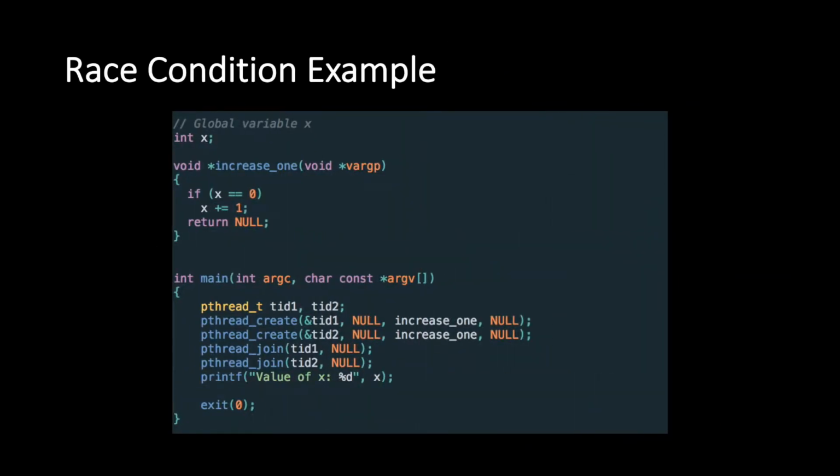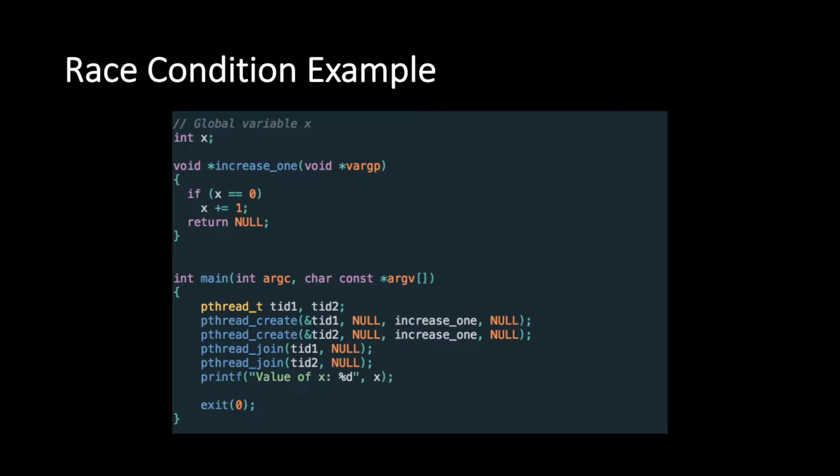In the main function, we create two threads that share the same global variable x, and in the function increase 1, each thread first checks the value of x and adds 1 to it if x is 0. When the two increments are executing sequentially, the result will always be 1.